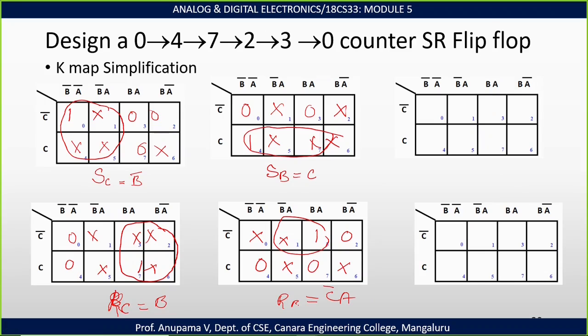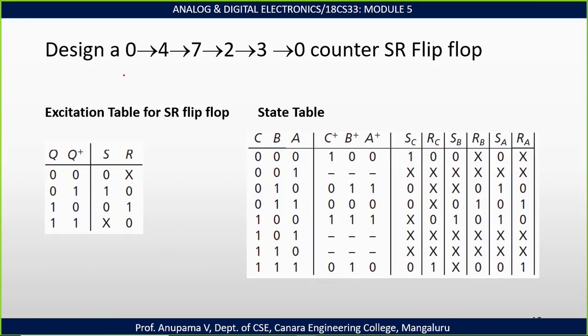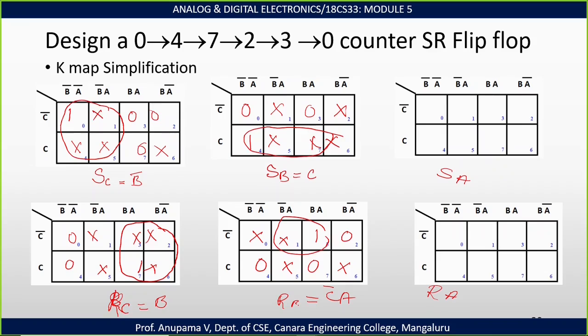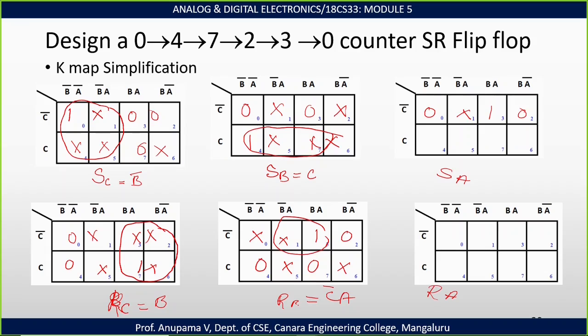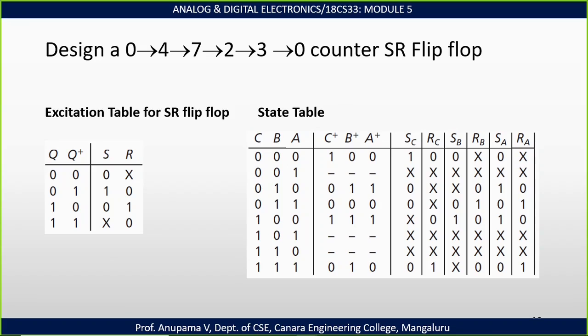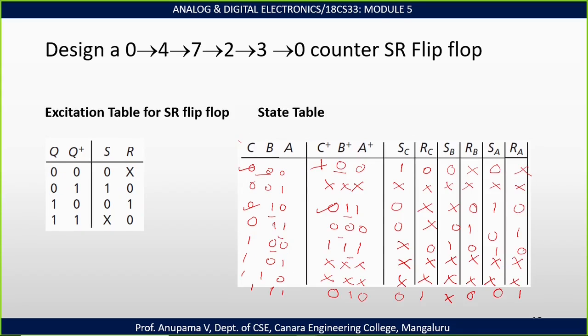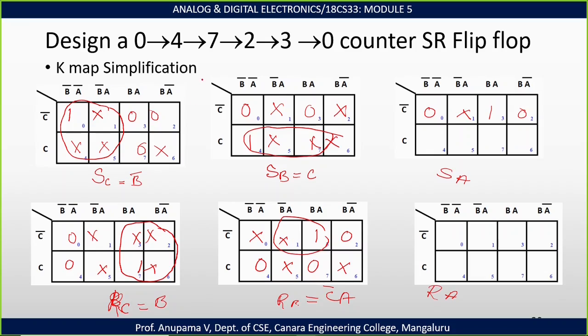Now get the expressions for SA and RA. The entries for SA are 0, X, 1, 0. So enter the values into the K map: 0, X, 0, 1. Next entry is 0, X, 1, 0. Enter properly. So 0, X, 1, 0.